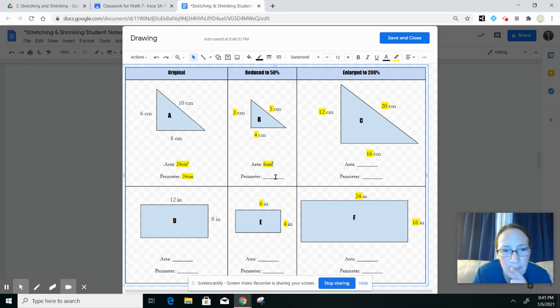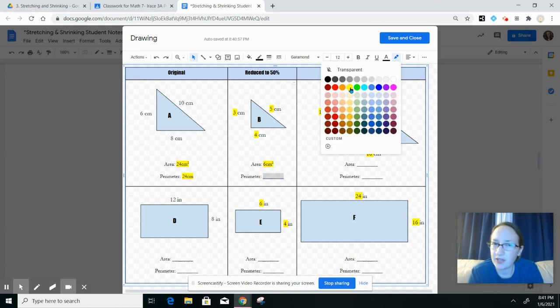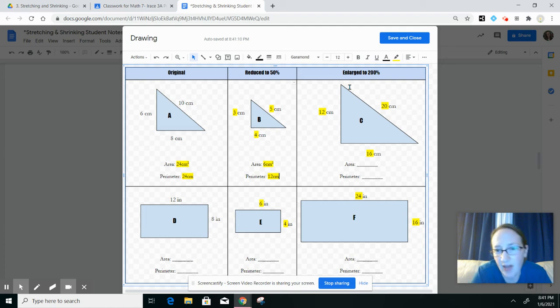Interesting. Now what's going on with the perimeter? 3 plus 4 is 7, plus 5 is 12. So interesting, the perimeter did end up getting cut in half when we reduced the shape to 50%. Wonder what's going to go on over here when we enlarge the shape to 200%.